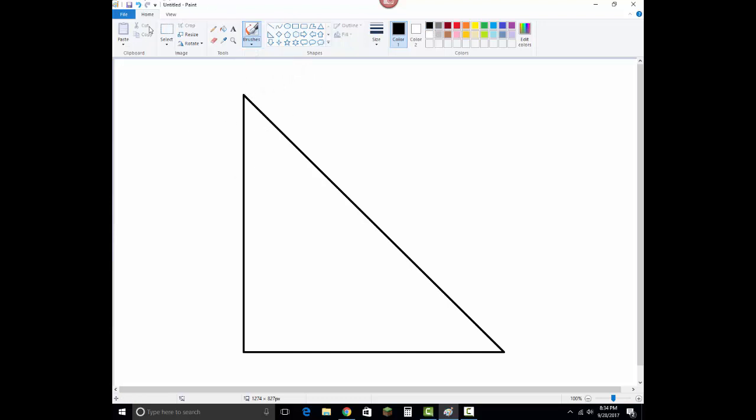I'm using this on Paint because it's a good example to show it on. So, make a triangle and label some sides. Go A, B, and C. Hopefully you know how to do that.